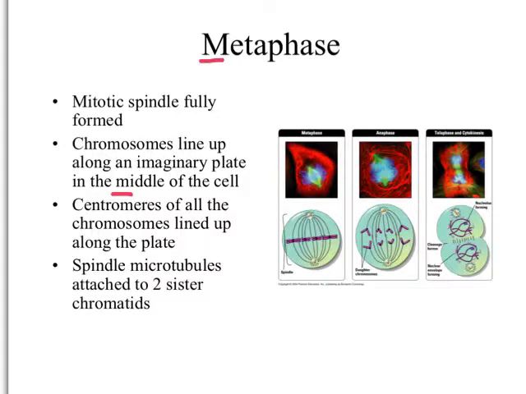The centromeres of all the chromosomes are lined up along the plate, so that means those little dots that are connecting the sister chromatids are all lined up in the middle there, and we get the microtubule spindles attaching to each of those chromosomes on the centromere.